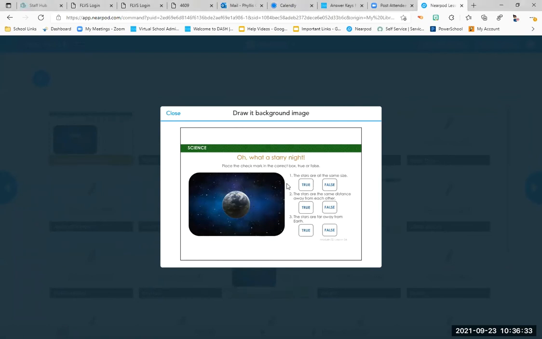What a starry night. I'm going to read the questions. I want you to put a check or an X on the correct answer. Okay, here we go. The stars are all the same size. Number 1. Would you put a check mark on true or false? True means yes, all the stars are exactly the same size. Or false, no, Miss Cruz, the stars are not all the same size.